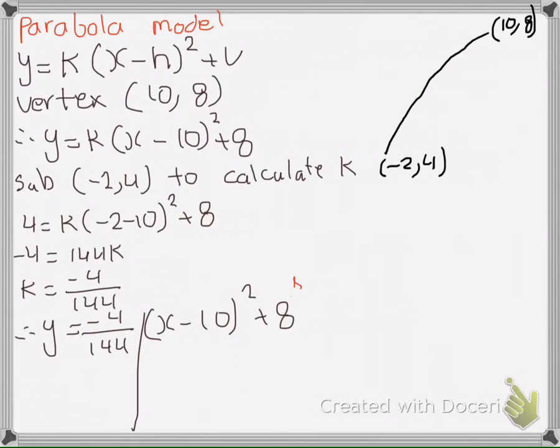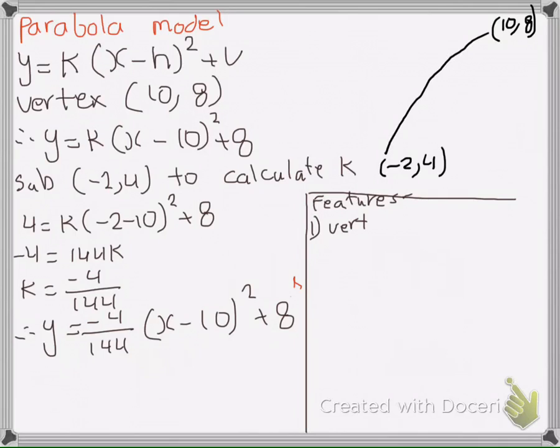Now the next bit that we're going to do is writing the features for the equation. So I'm just going to put a line and write the features here. The first feature is the vertex, which, as we said, is (10, 8). The second feature is the domain, which is all the x values.